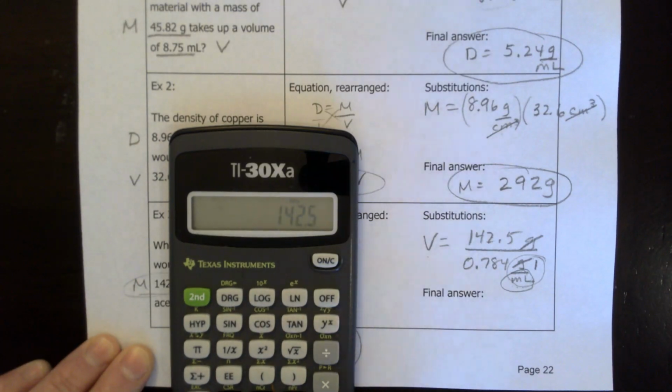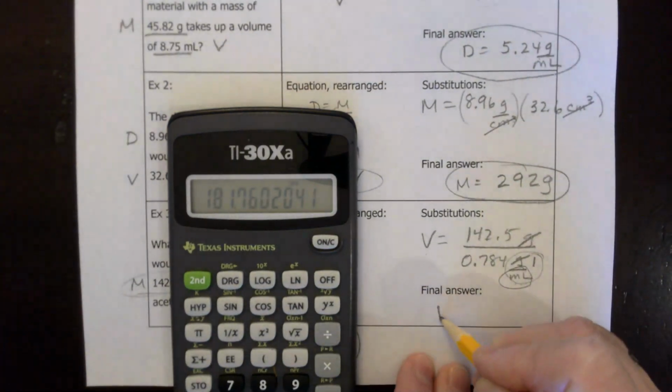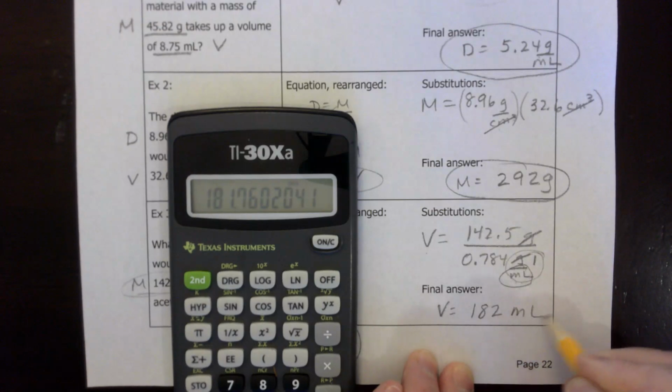So now we're going to do the calculator work. 142.5 divided by 0.784. And we get this crazy number. We're going to round this to the nearest whole number here, where we have a volume of 182 milliliters.